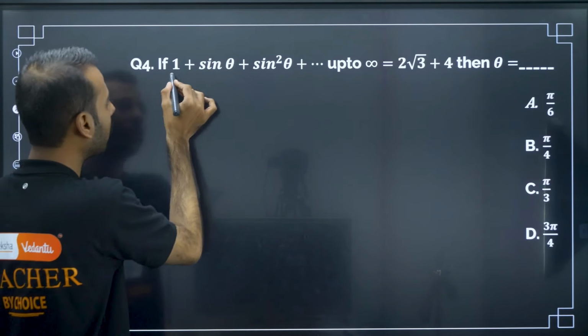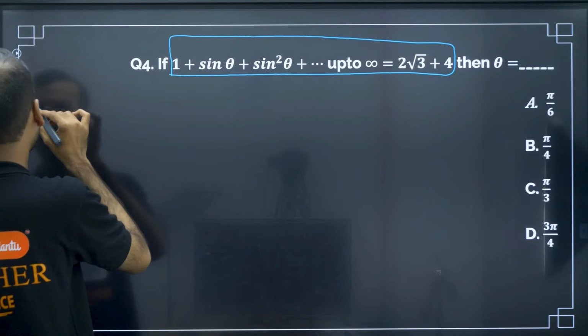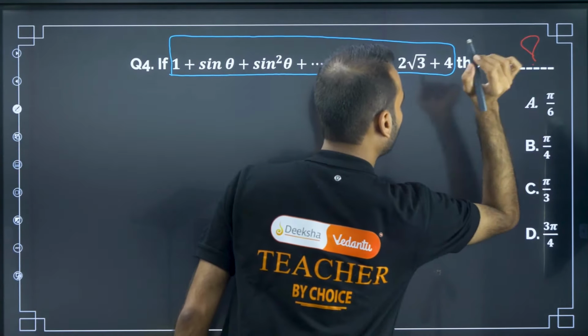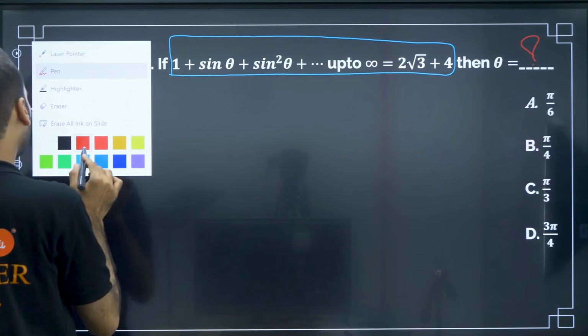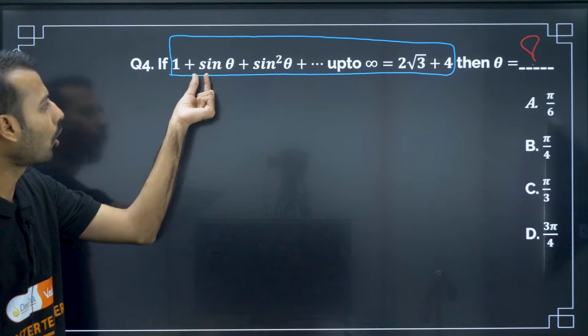Some value they have given, one equation: 1 plus sine theta and so on up to infinity. Then what are they asking? They are asking to find the value of theta. Theta is equal to what? Now the moment you see this, this is a geometric progression.